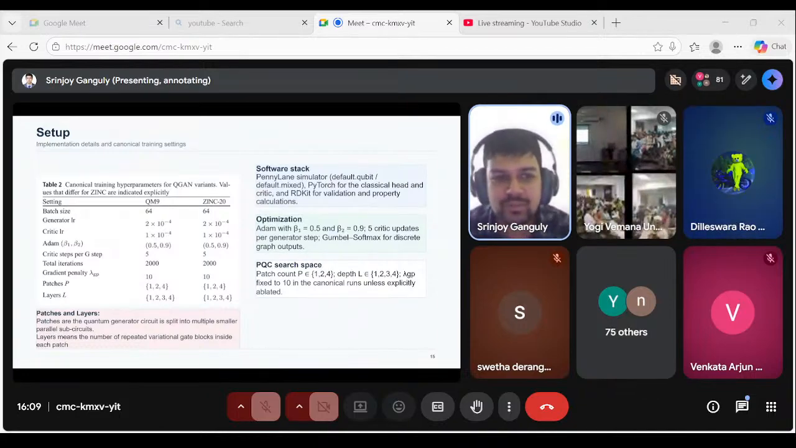And these are some of the optimization parameters, the training hyperparameters which we have used. If you see, patches are here, 1, 2, 4, layers are also there, 1, 2, 3, 4. And even the gradient penalty, lambda GP, is also there. Can you see? We have set it to 10. Why we set it to 10, that reason I'm also going to give you.